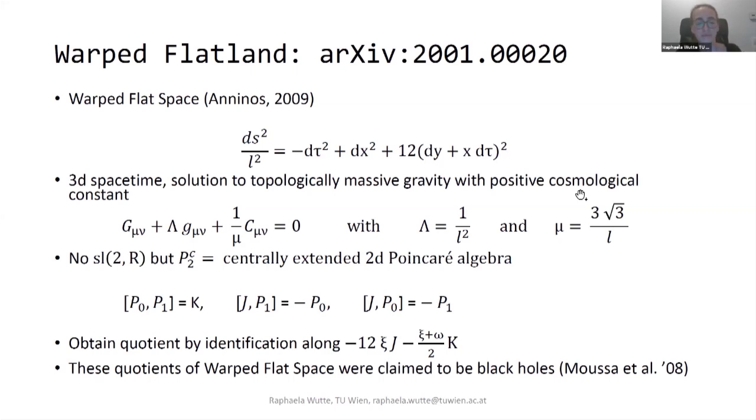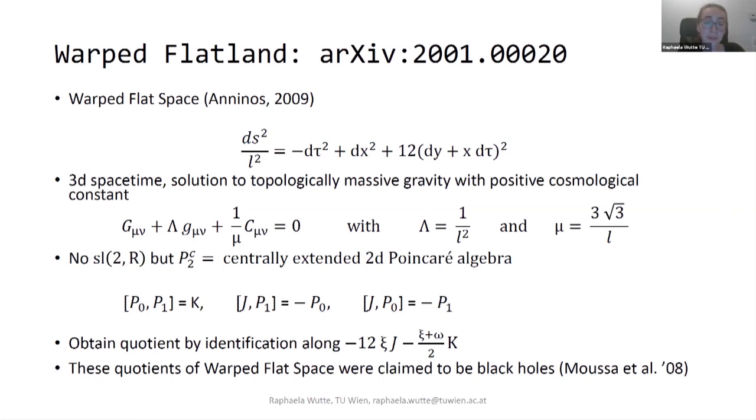And here you see the equations of topologically massive gravity, where C_mu_nu is the Cotton tensor and mu is this coupling to the Cotton tensor. The cosmological constant and the coupling have to take this value such that this is a solution to the TMG equations of motion. So this metric has a constant positive curvature, but it's not maximally symmetric.